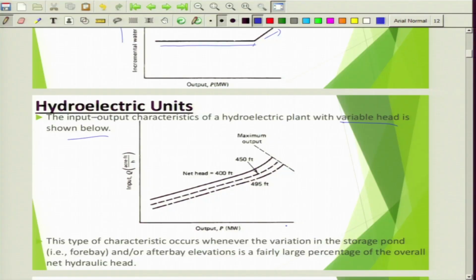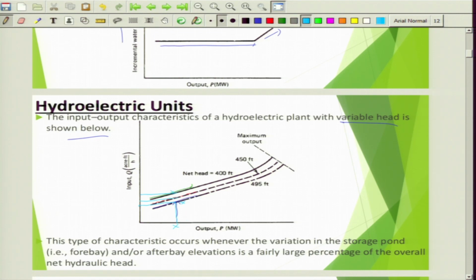You can see here, for any given amount of power output, let us say this is a power output. This characteristic curve is for 495 feet water head, this one is for 450 feet water head, and there is another characteristic curve given for 400 feet water head. You can see for a given specific power output or demand, the volume of water required for different heads varies, and in fact it is lowest for the highest head, which is 495 feet, and highest for the lowest head, which is 400 feet.